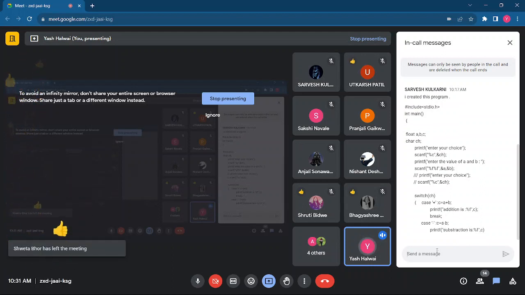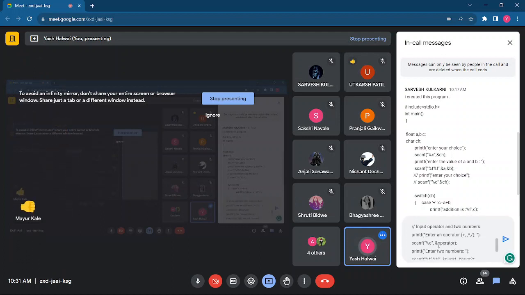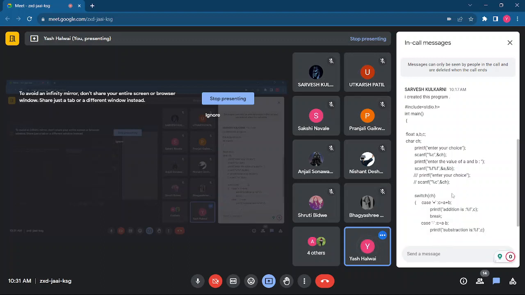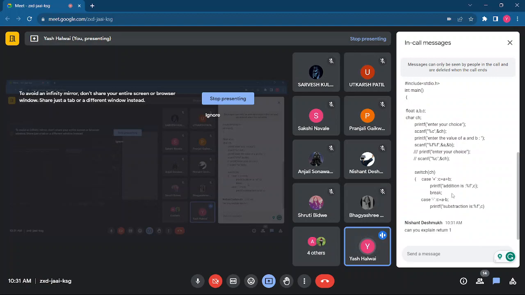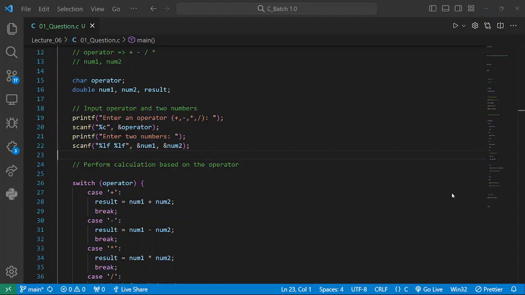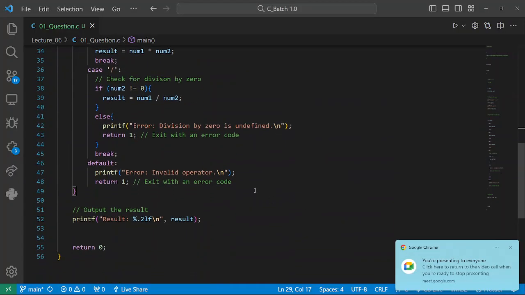Okay, let me provide the code in a comment for you. I think the whole code is not provided, I think there are some limitations. No worries, I will not be providing it. Okay, the whole code is not printed. Can you explain the return one? Okay, I will explain it. Actually, I have not printed anything for the return one. Let me give an error for you.